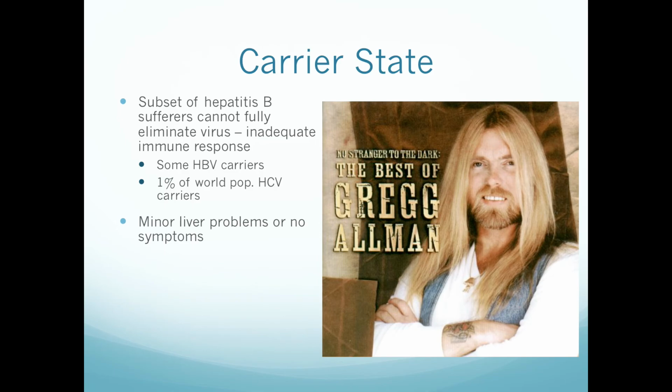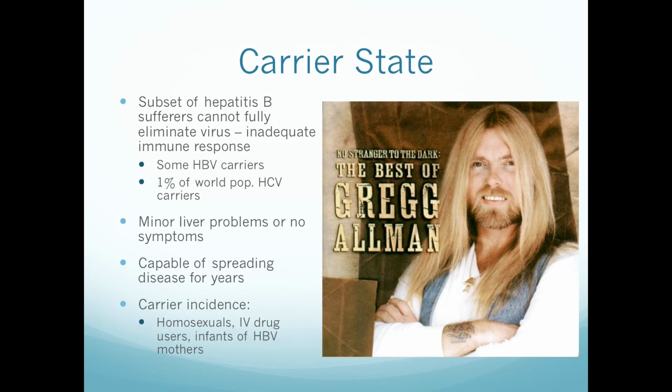So in the carrier state, there's no active, outward signs and symptoms of hepatitis, but they can still pass it on. They can have minor problems or no symptoms, but they can spread it and spread it and spread it. Again, the carrier incidence is higher among individuals who are engaging in anal intercourse, using IV drugs, or infants of mothers with hepatitis B.